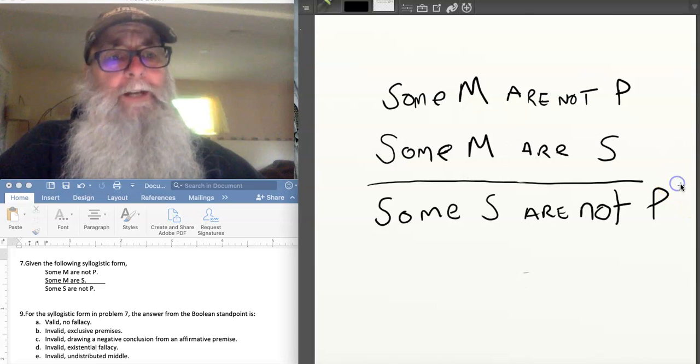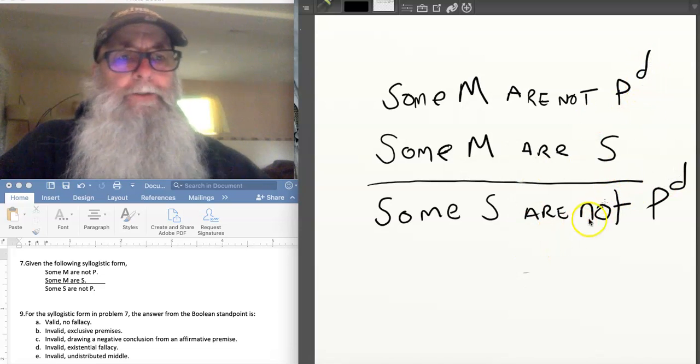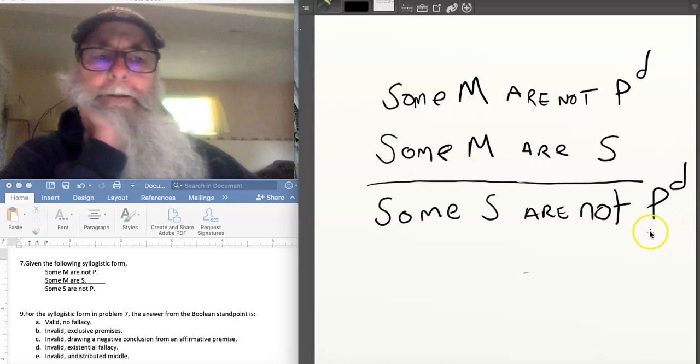And so to do that, I'm just going to come down here and mark all my distributed terms, right? So the conclusion is an O claim, and the first premise is an O claim, and I know that O claims distribute their predicates. So I'm just going to put a little D next to the predicate there.